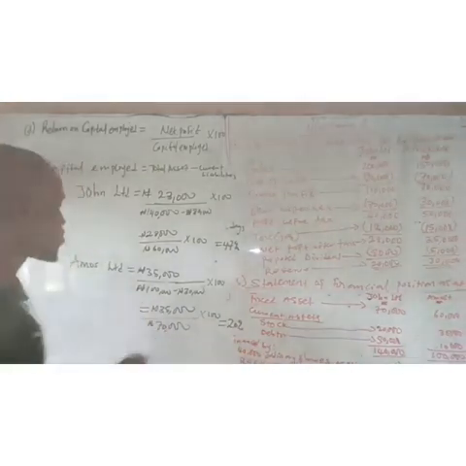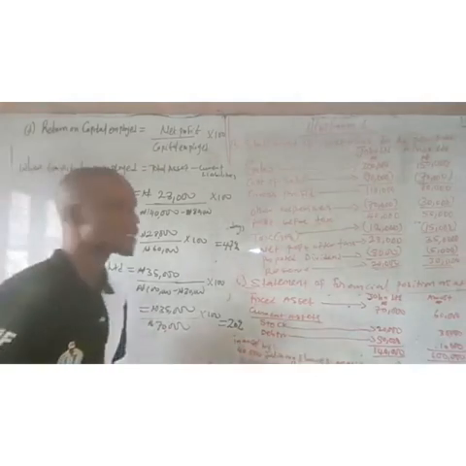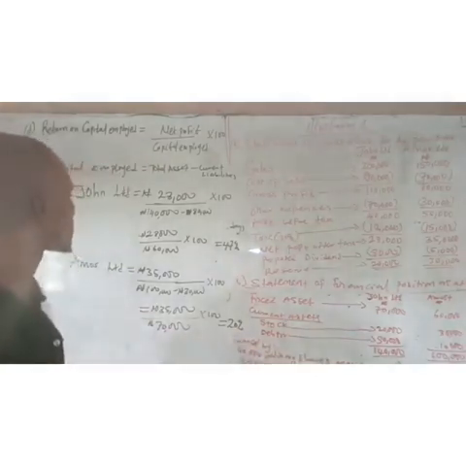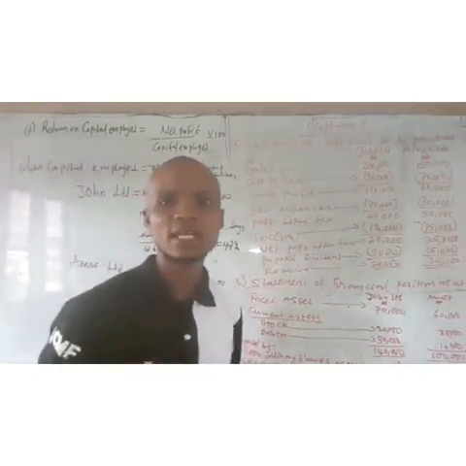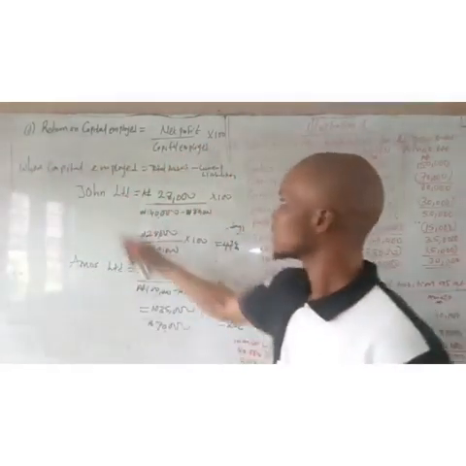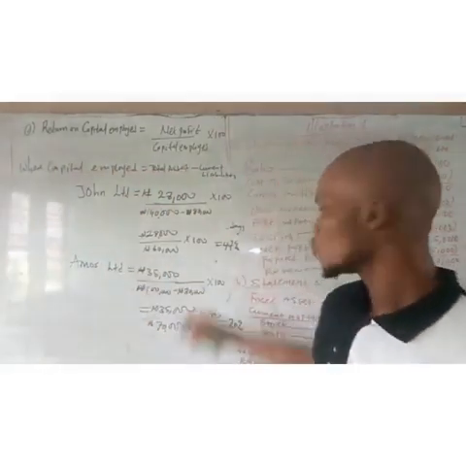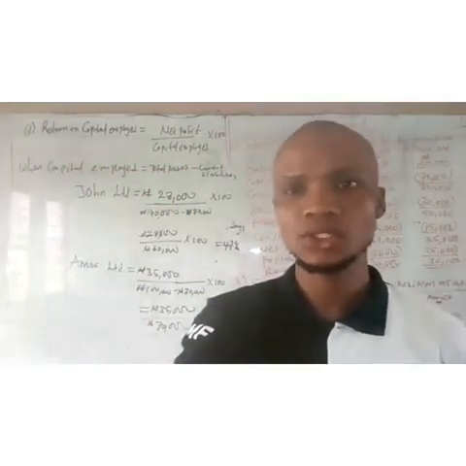That is 0.2 times 100, which gives us 20%. Now, looking at the two companies, it is left for us to decide which company performs better in terms of return on capital employed. Then we look at them one after the other and make our decision.